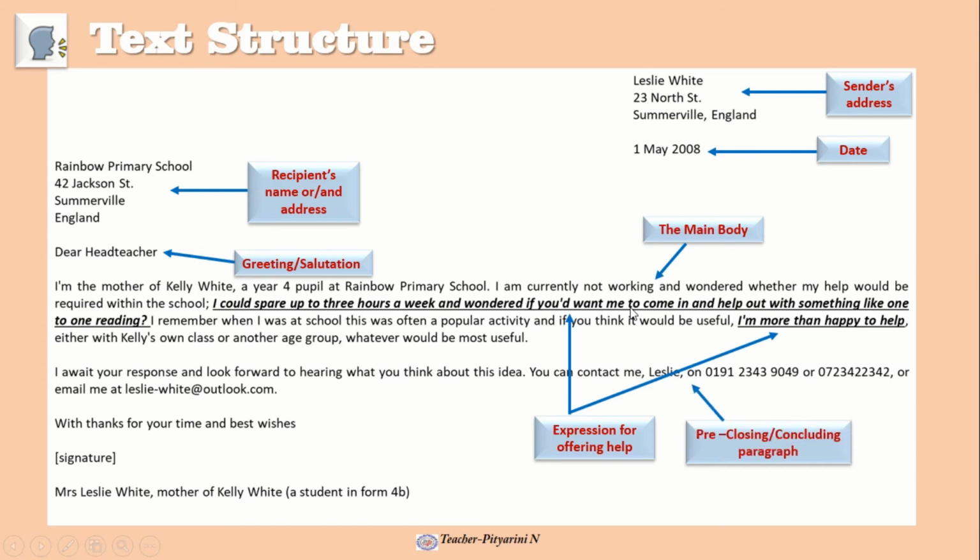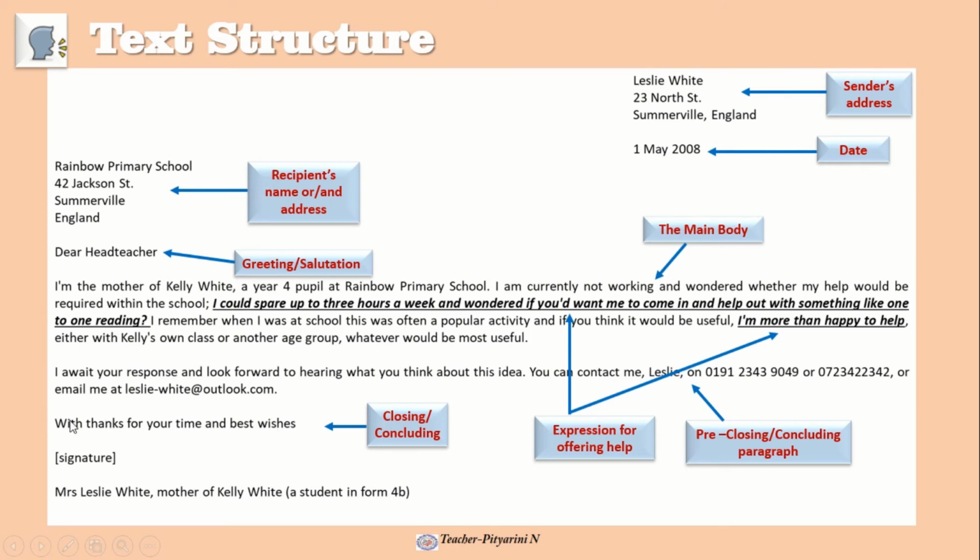Next is the pre-closing or the concluding paragraph. In the concluding paragraph here, you will write what you want the recipient to do in response to your letter. In this letter, Mrs. Leslie wants the head teacher here to contact her by using telephone or email. So that's how you write the pre-closing. The next one is the closing or the concluding.